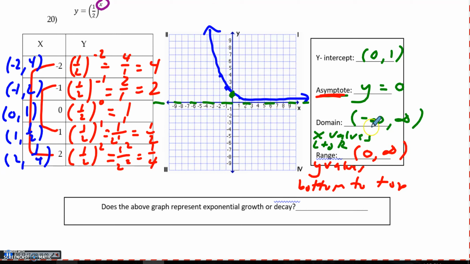So my domain is from all the way to the left, -infinity, to the right, +infinity, and my range is from 0 all the way up to infinity. If we take a look at our graph, it looks like from left to right that my graph is rapidly decreasing, which means that this is exponential decay.